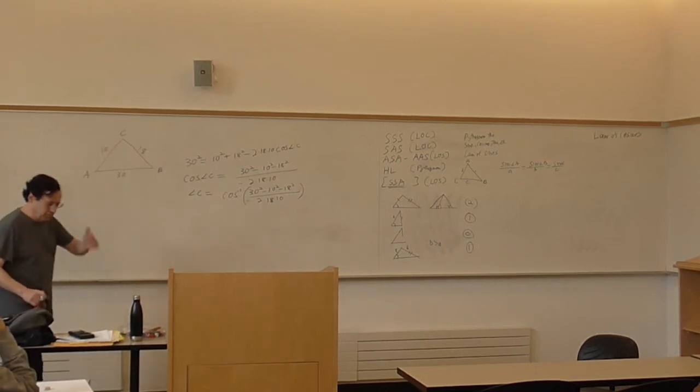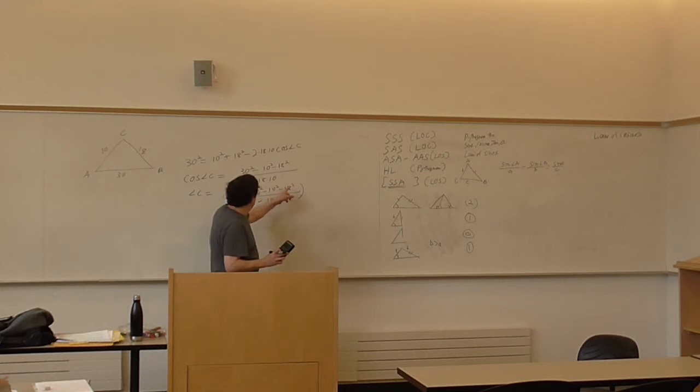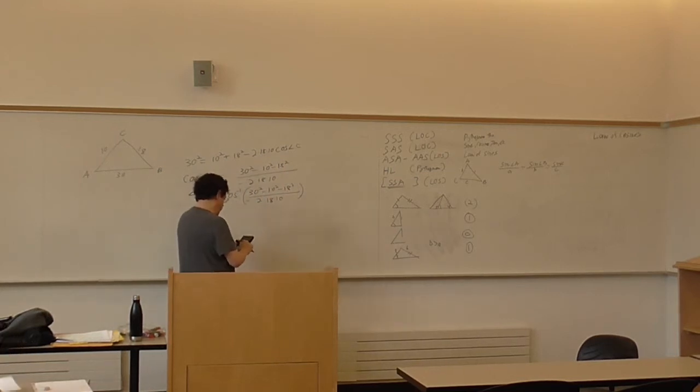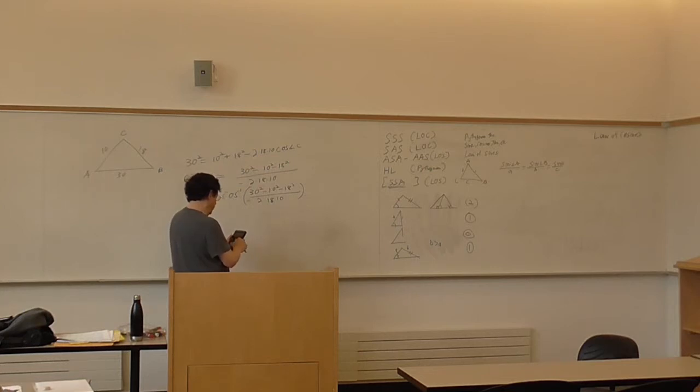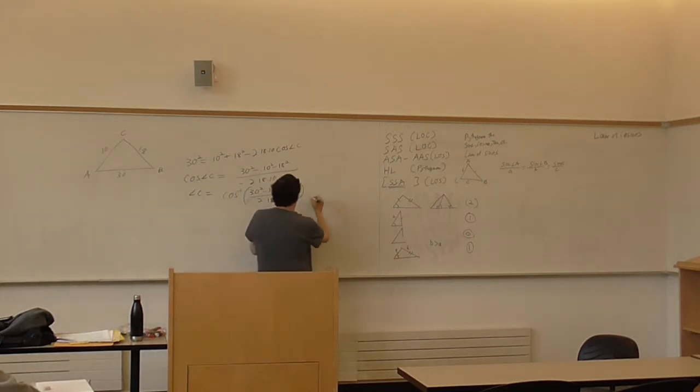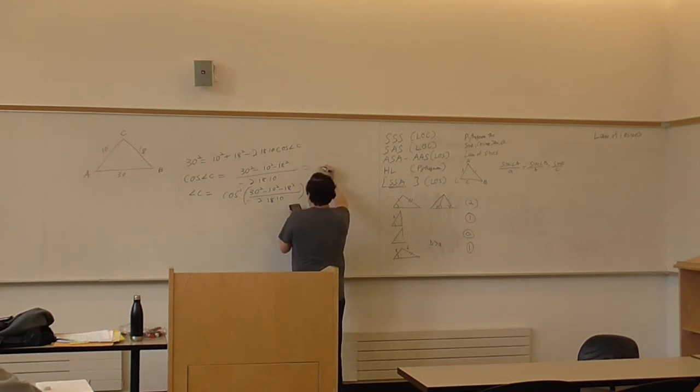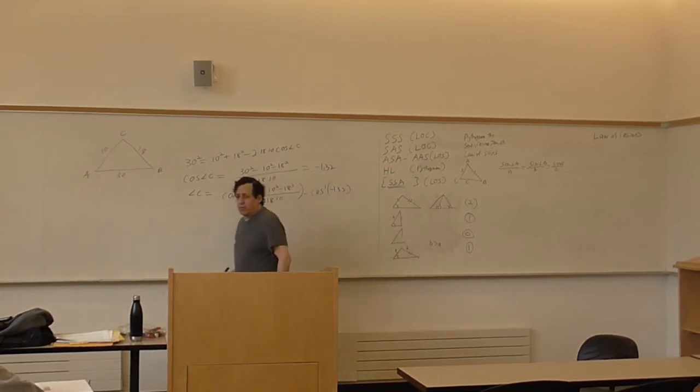Well, let's back up a little. What's 30 squared minus 10 squared? What is that? That's 900 minus 100 minus 18 squared. These things really make us stupid, but that's okay. Divided by minus 360. Okay, so I get minus 1.32. So here I get the inverse cosine of minus 1.32. All right. What went wrong?